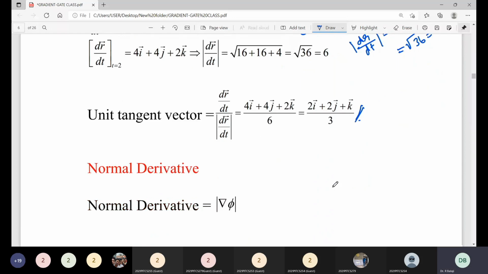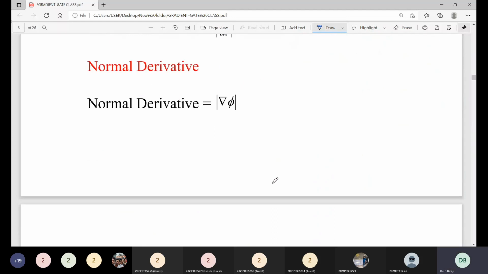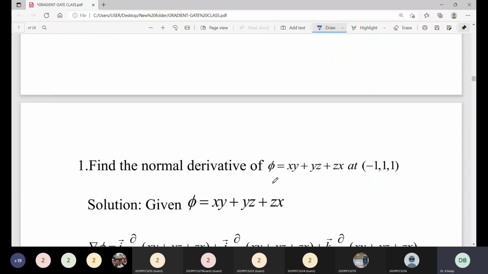Next, normal derivative. A normal derivative is equal to modulus of del pi. So already we have solved del pi. Here the modulus of del pi is nothing but normal derivative.